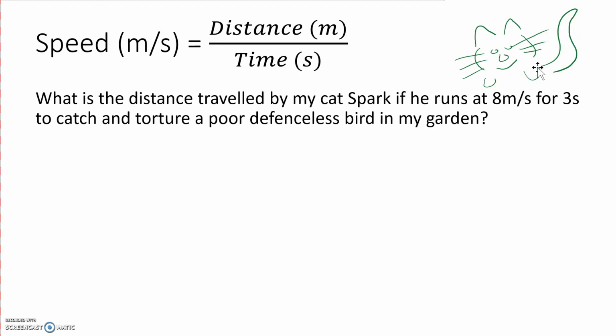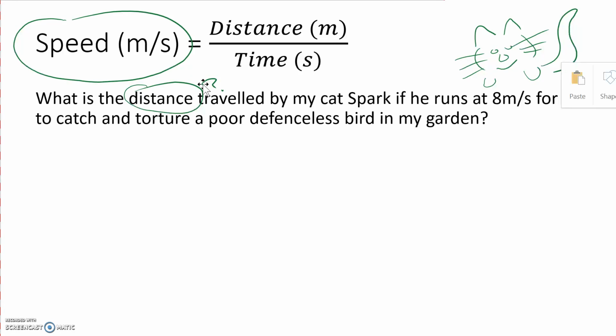Okay, so my cat Spark runs at 8 meters per second for 3 seconds. Now this time we've already got our equation because we've worked it out, or we've remembered the formula, or we've remembered the triangle. We're going to do exactly the same thing, and we're going to write the equation out with the numbers in the right place. So this time I'm going to be thinking, do I know the speed? What is the distance? Distance, do we know that? No. What is the distance travelled by my cat Spark if he runs at 8 meters per second? Well, that sounds useful. 8 meters per second for 3 seconds. Let's go for 3 seconds. And then the rest is just lots and lots of words that really is there just to try and trick us.